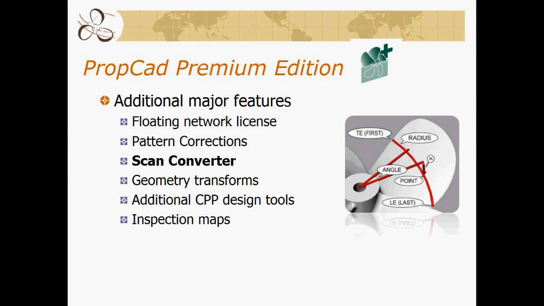The scan converter utility allows for the entry of scanned blade surface data in XYZ or polar format, and it converts it into a PropCad design file. The data typically comes from scanning or measurement devices, but it can also be obtained by interrogation of a 3D CAD file.